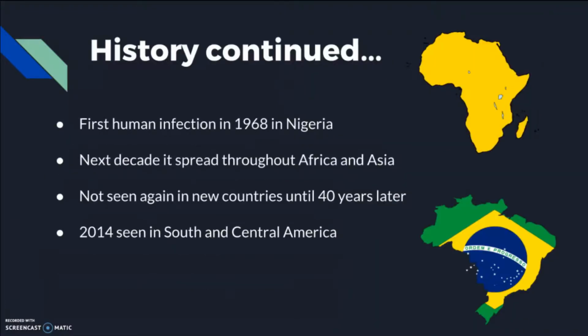The Zika virus was not found in a human until over 20 years later. It wasn't until 1968 that the first record of a human infection was recorded in Nigeria. Over the next decade, the virus would completely spread throughout Africa and Asia. Other cases of the virus were not seen in other countries until over 40 years later, when the virus would reemerge in some French Polynesian islands. In August 2014, the year of the FIFA World Cup in Brazil, the virus finally landed in South America, where it was getting a strong hold in Brazil and was working its way up to Central America.